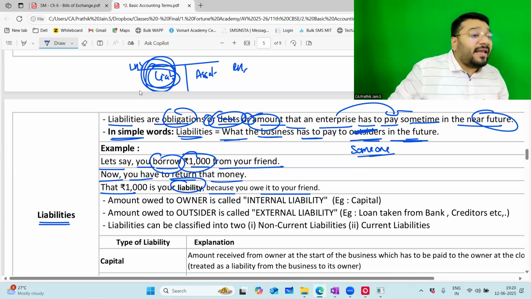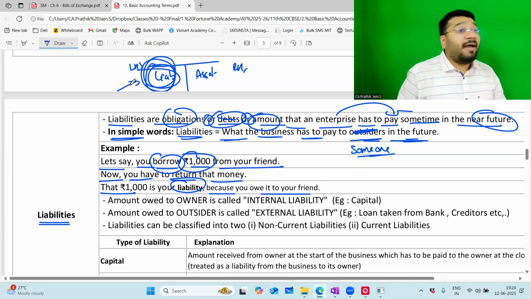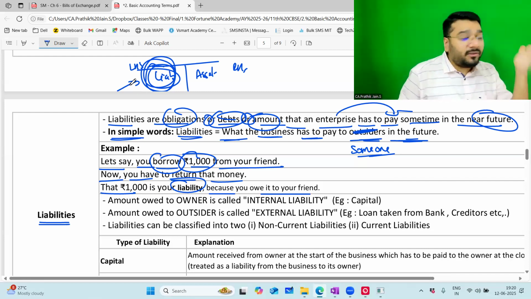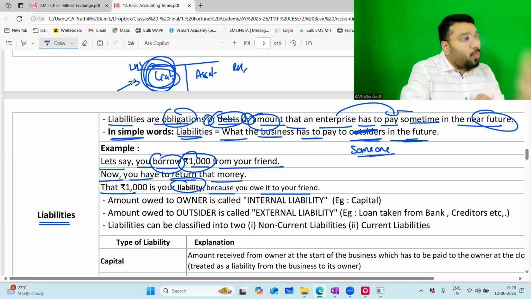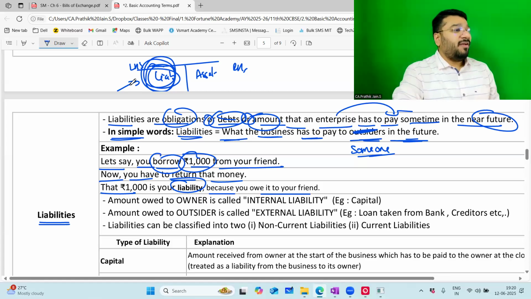Sir, why are we recording everything in the liability column? Why can't we remember it? Why should I write it down? No, sir, I will not write it down. I'll remember it. If there's only one amount that you have to pay, very well you can remember.